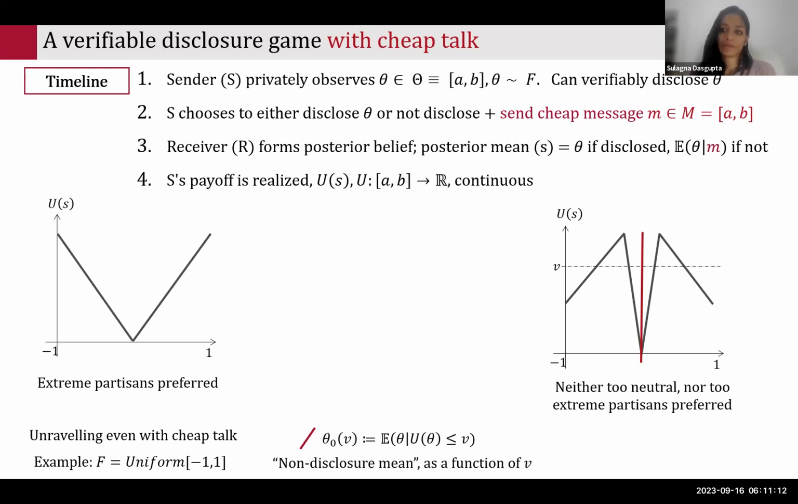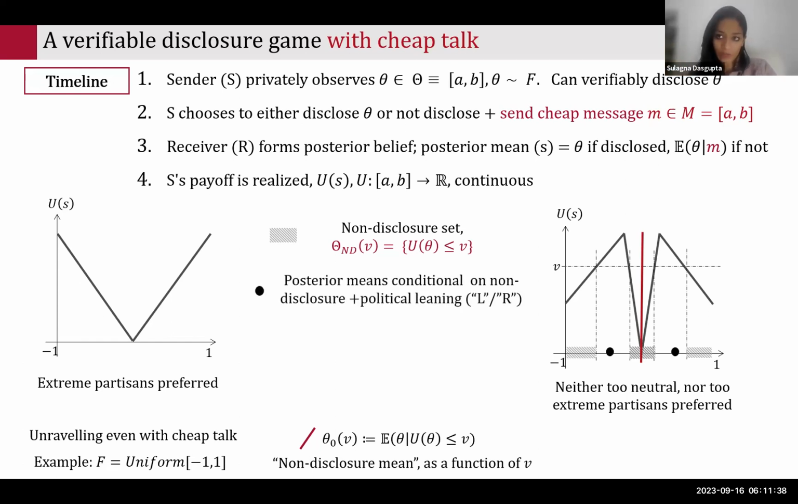Now consider the following. Fix a potential non-disclosure payoff level V. The non-disclosure set is again the gray set in the figure. That's the set of types with payoff weakly lower than V. Now, conditional on non-disclosure, if I were to declare truthfully as a sender that I'm on the right or left, what would the posterior means be? They would be the black dots shown in the figure. But this does not constitute an equilibrium because the payoff at the black dots is too high, as we can see from the figure. So the non-disclosure set won't remain the same. More types would want to hide than shown in the gray set.